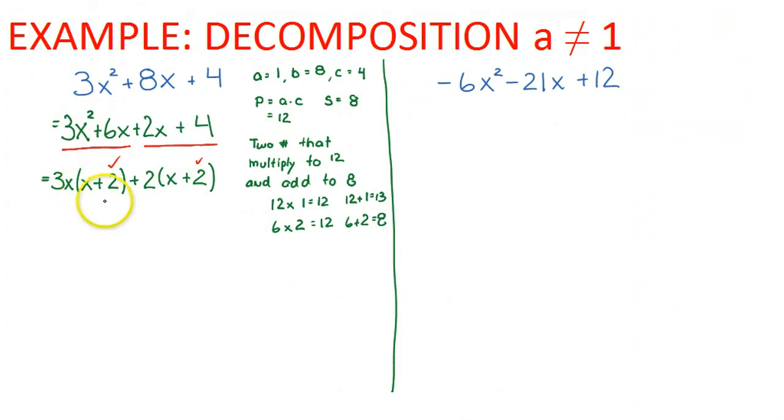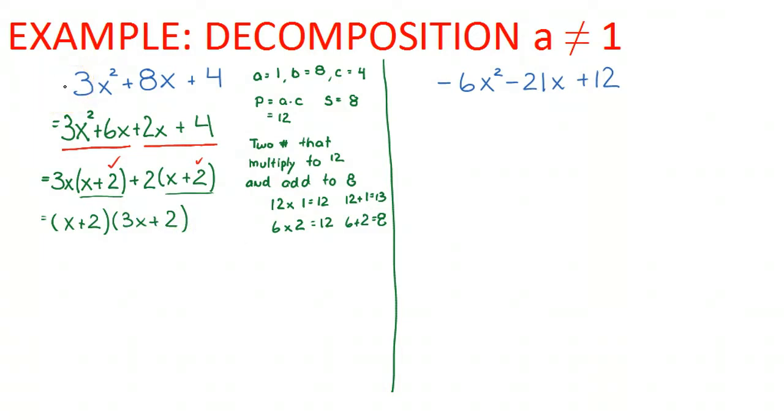So then I say, well, now I have this binomial here and this binomial here. I can factor that out. So I end up with x plus 2 times 3x plus 2. And now I have factored this trinomial using decomposition.